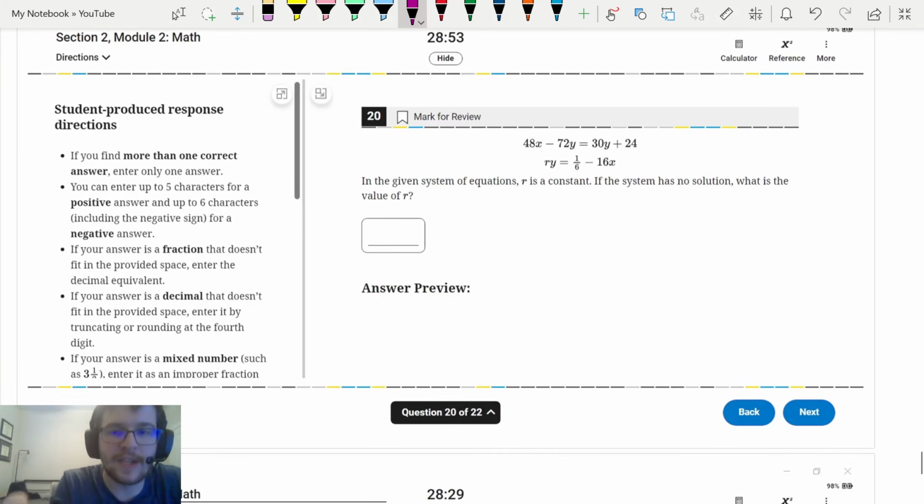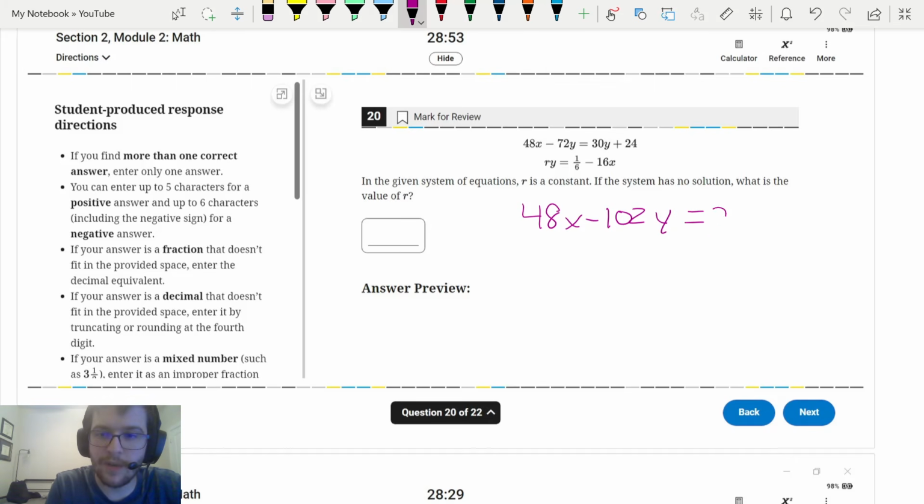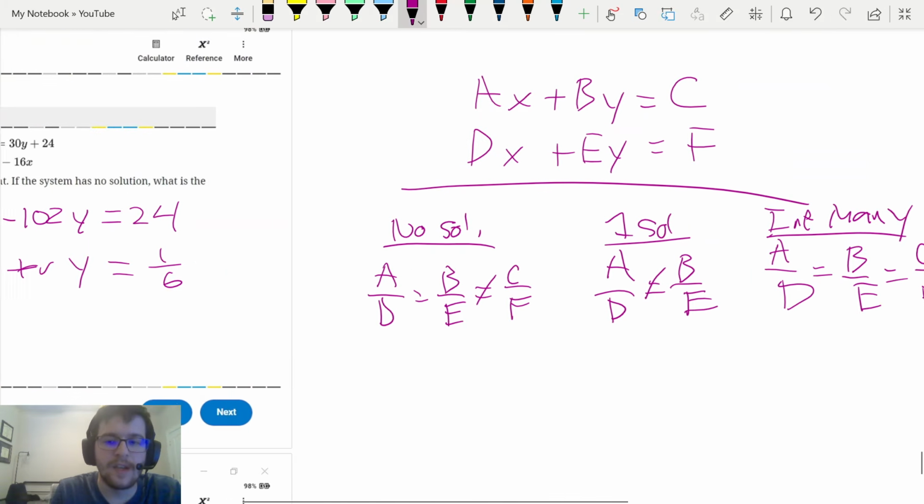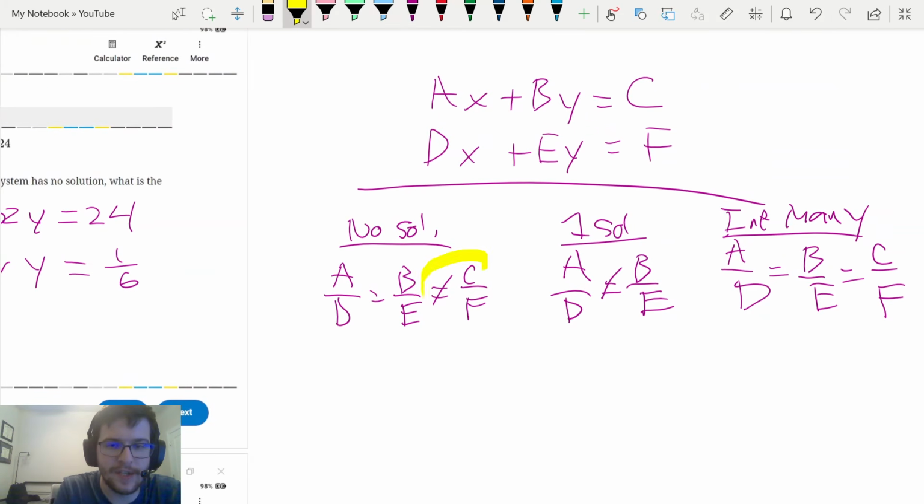Anyway, so to get the top one in standard form, I'm going to subtract 30y from both sides. And I get 48x minus 102y equals 24. If this were multiple choice, you could just guess and check, but it's not. And then to get the other one in standard form, or at least pseudo standard form, I'm going to add 16x to both sides. So I get 16x plus ry equals 1/6.